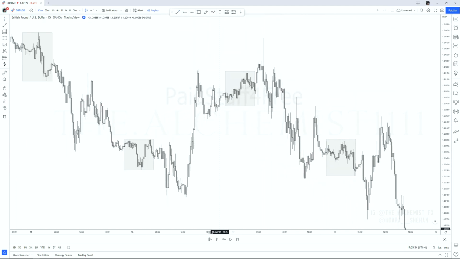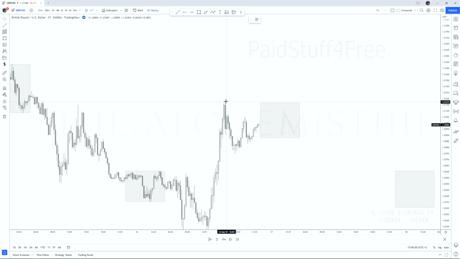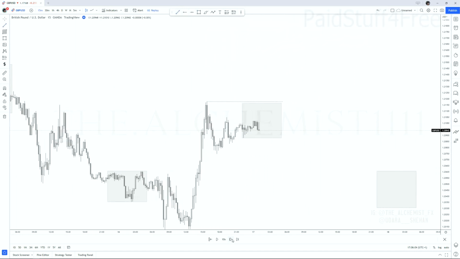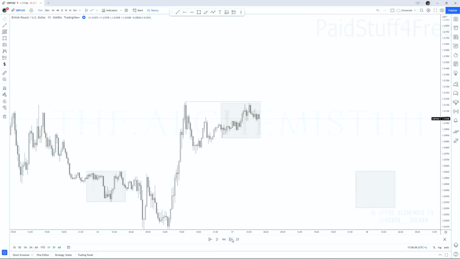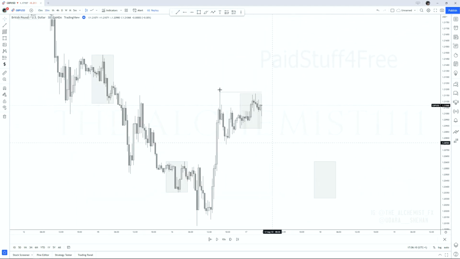Look at this one. This was very clean. Let me show you. Okay, we have Asia. Now ask yourself, is the Asian high a strong high? Obviously not, right? Look at this liquidity. Okay, you can see that.